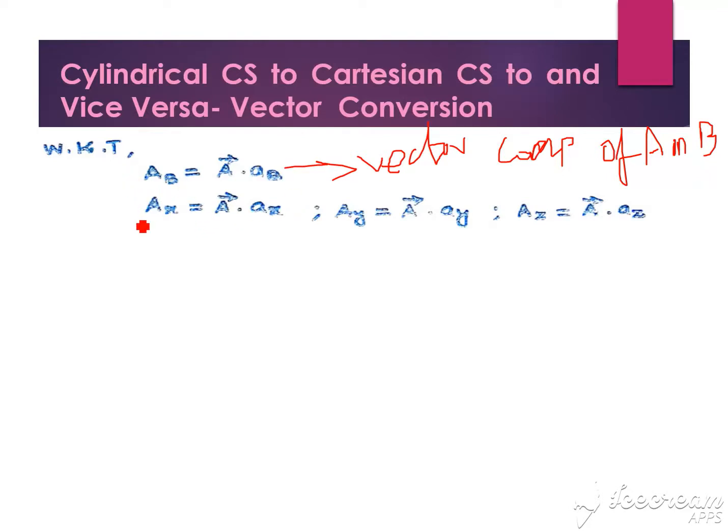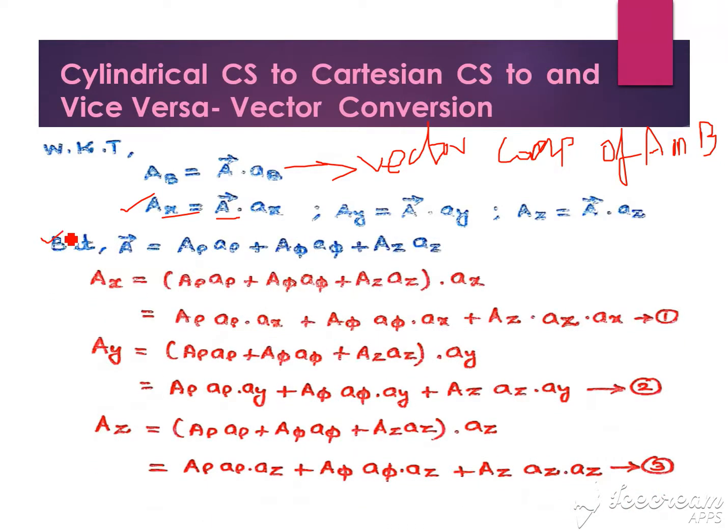So from this we can write, corresponding to Cartesian, Ax equal to A vector dot a_x, Ay is equal to A vector dot a_y, Az is equal to A vector dot a_z. Now we need to correlate the Cartesian and cylindrical coordinates. For that, we already defined the Cartesian. So now we need to define the A vector in terms of cylindrical parameters. We can define A vector is equal to A rho a_rho plus A phi a_phi plus Az a_z.